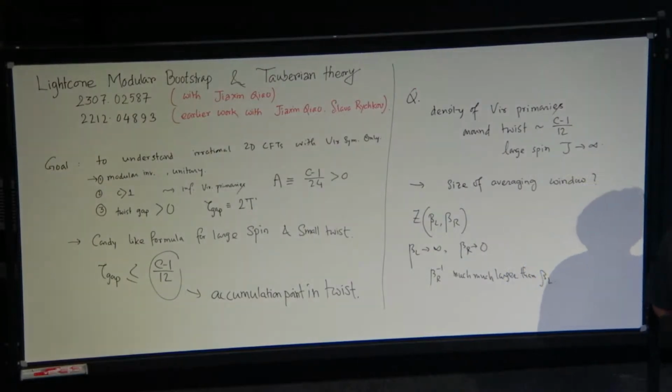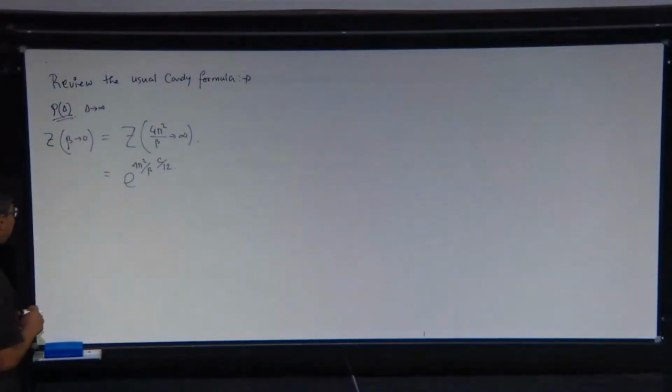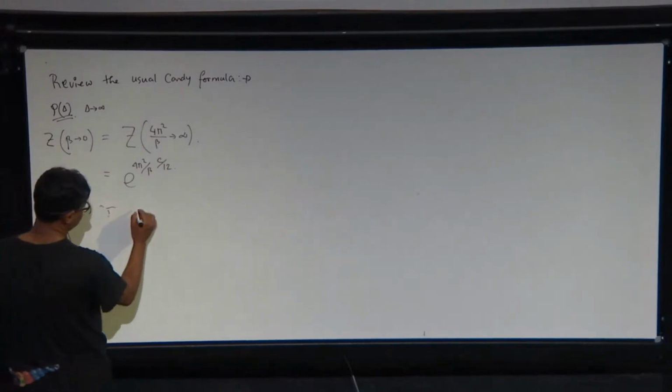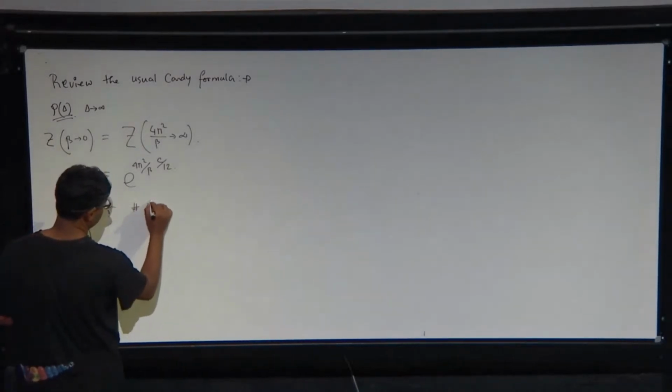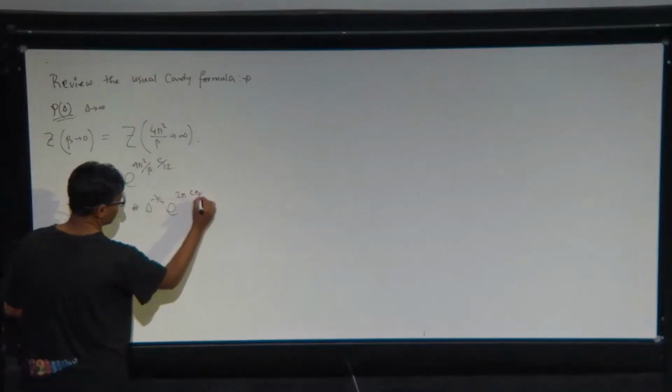And we do an S transformation using modular transformation. We basically write it as this. And this has a universal expression, which is e to the 4 pi squared over beta times c over 12. And then we take this quantity and do an inverse Laplace transform. This naive inverse Laplace transformation gives us some number times delta to the minus 3/4 times e to the 2 pi square root of c delta over 3. So this is the naive Cardy formula.